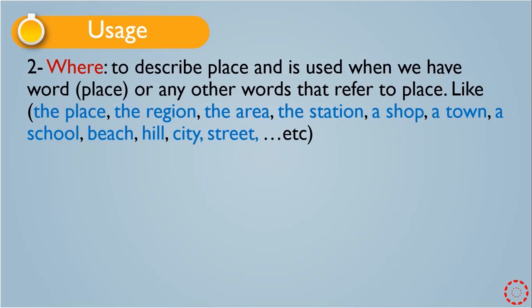And the second one is where. We use where to describe place and it is used when we have the word place in a sentence or any other words that refer to place, like the place, the region, the area, the station, a shop, a town, a school, beach, hill, city, street, etc.